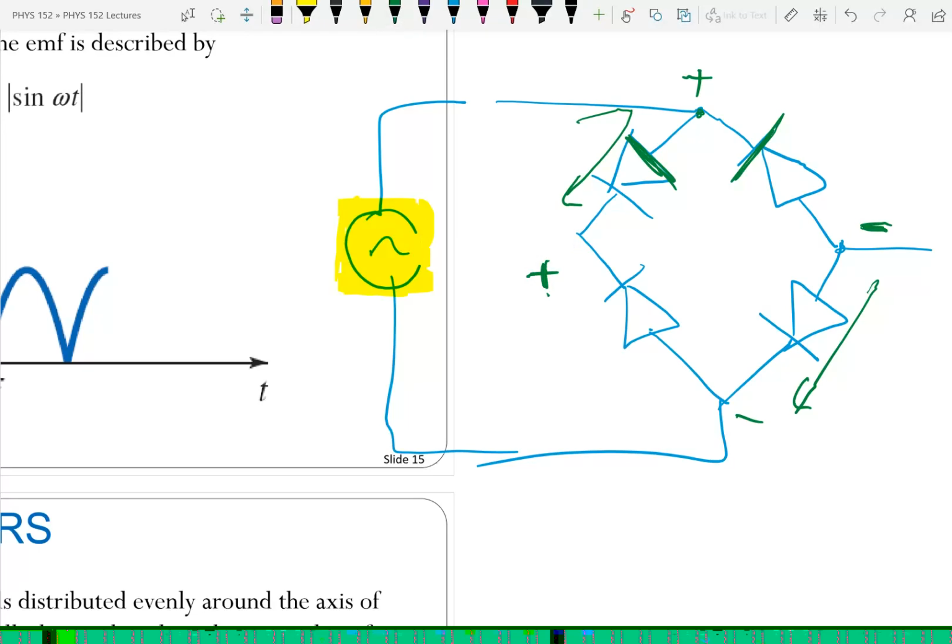When my alternating source goes the other way, so when the bottom becomes positive, then the current is going to bring it over to the left, and the positive stays the same. So this side will always be positive, this side will always be negative. So that's a diode bridge. That's actually what we use for rectifiers in our cars, is the diode bridge.